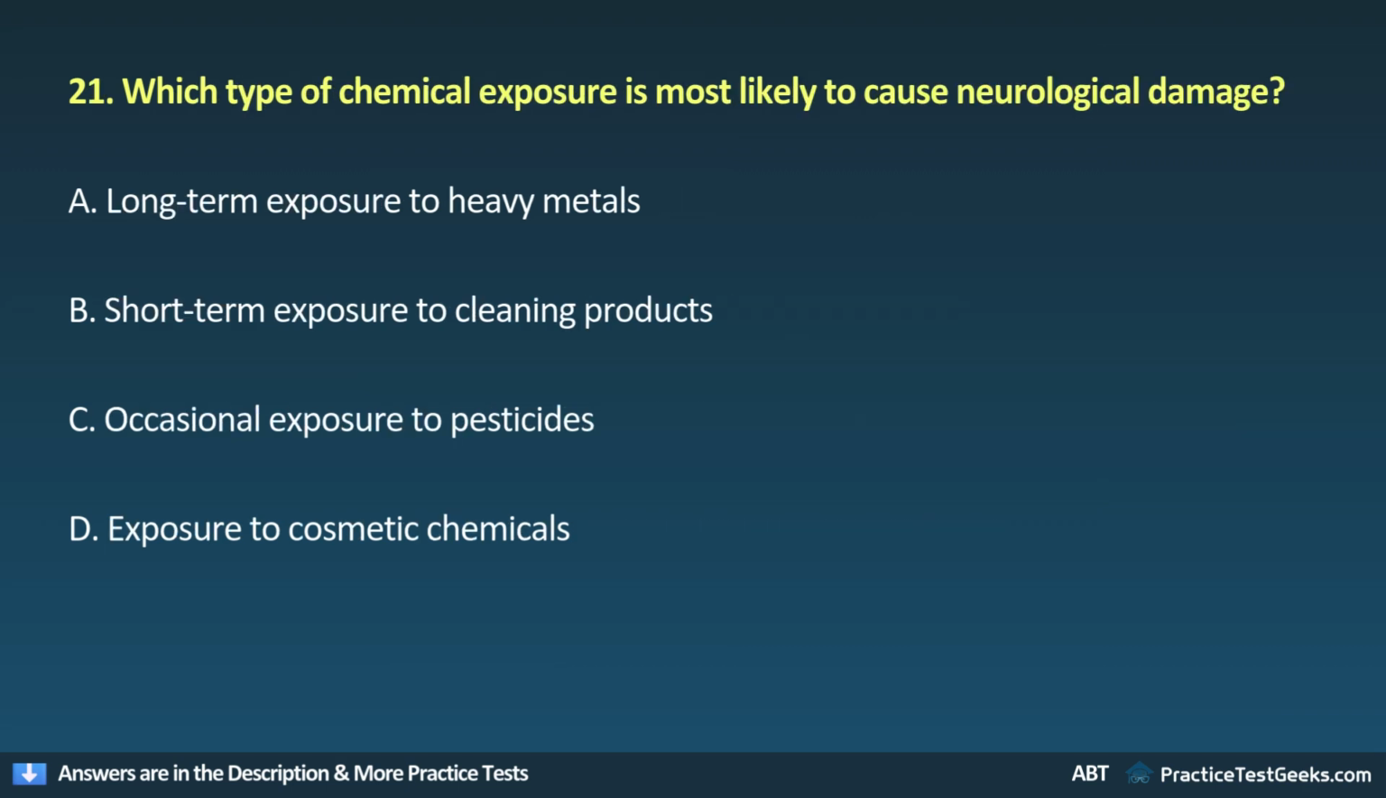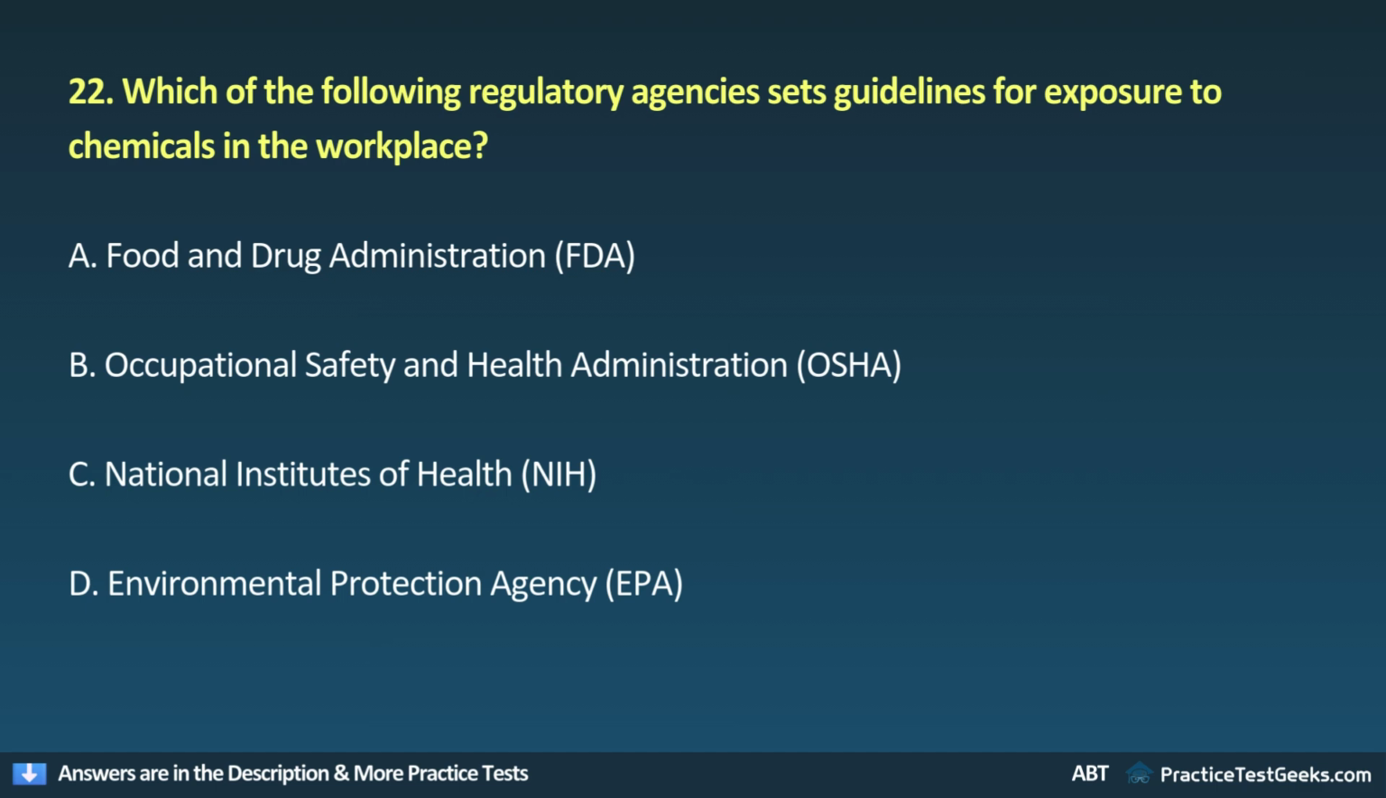21. Which type of chemical exposure is most likely to cause neurological damage? A. Long-term exposure to heavy metals. B. Short-term exposure to cleaning products. C. Occasional exposure to pesticides. D. Exposure to cosmetic chemicals.